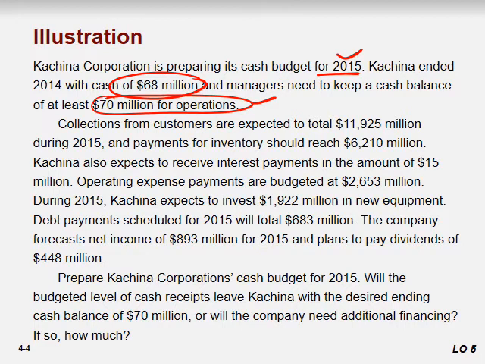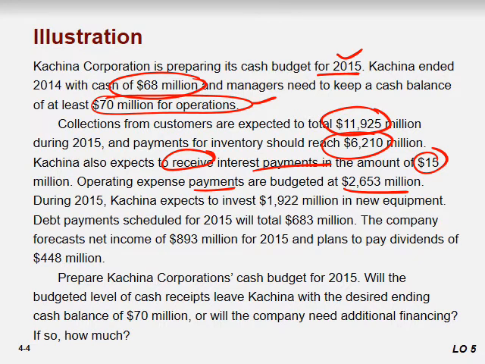The collections from the customers are expected to be 11,925 million, and payments for inventory in 2015 are 6,210 million. Kachina also expects to receive interest payments of 15 million. Operating expenses payments are budgeted at 2,653 million, that is our payment section.